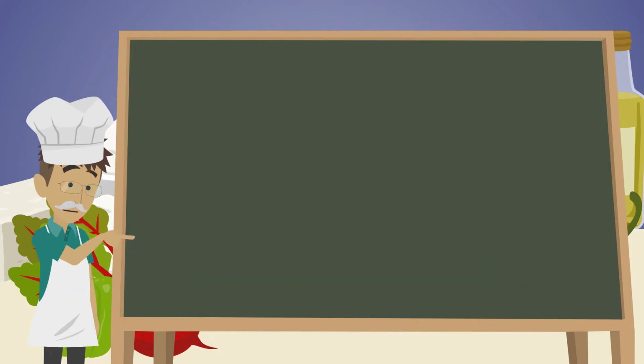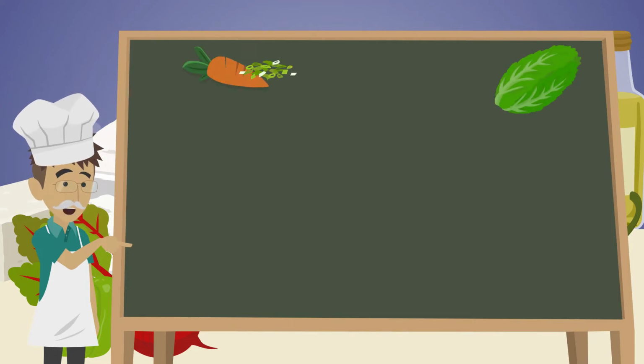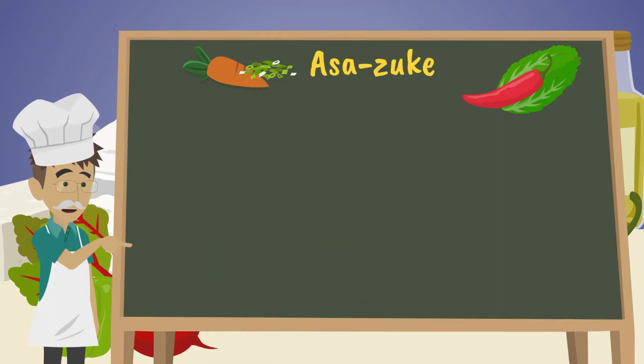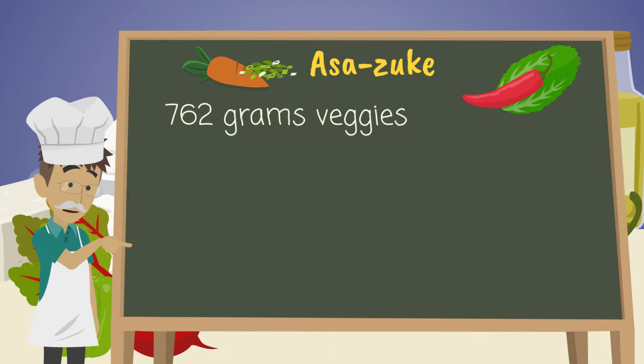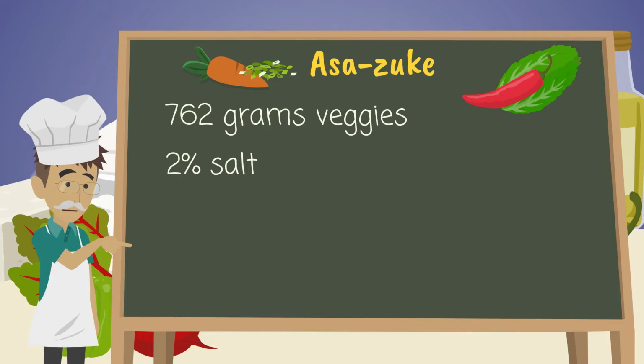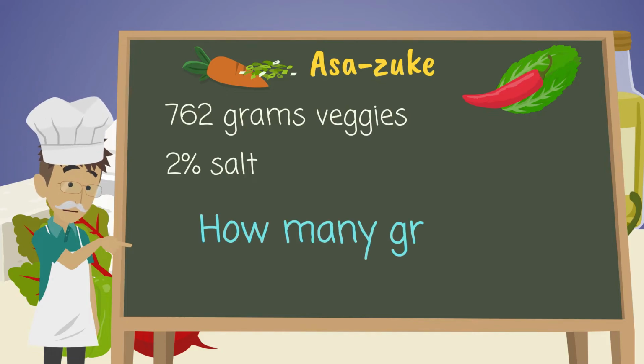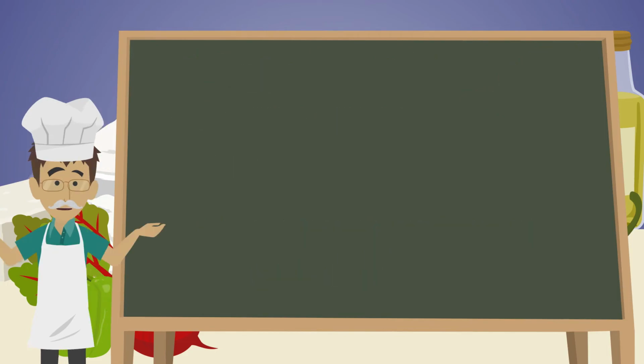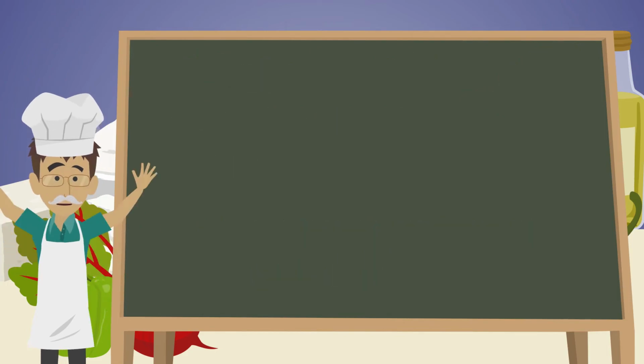Next, I am pickling a mixture of shredded cabbage, green onion, carrot, and dried hot chili peppers for a Japanese dish called asazuke. I have 762 grams of veggies. I need to add 2% of its weight in salt. How much salt do I need to add? It takes a few days for lactofermentation to begin.